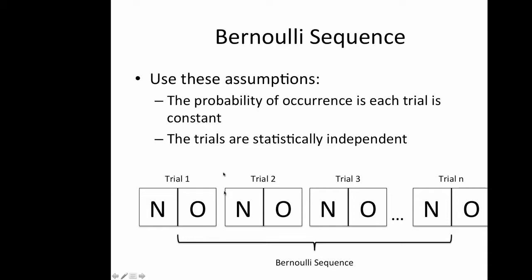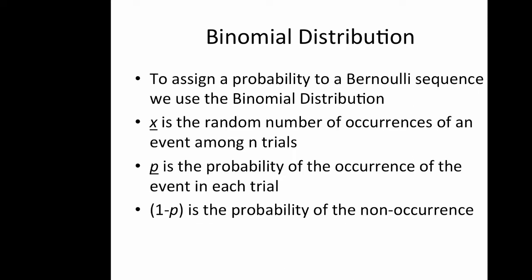If we have discrete trials, trial 1, trial 2, 3, all the way, say, trial n, there are exactly two outcomes. It can be the non-occurrence or the occurrence of some event that we're interested in. For each of them, they are statistically independent. They're each treated as separate trials. They have no impact on the outcome of any other trial. When we take all of these together, what we have is what we call a Bernoulli sequence. The Bernoulli sequence we want to assign a probability to. And to do that, we use the binomial distribution.